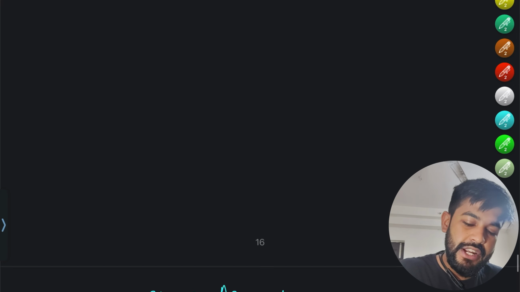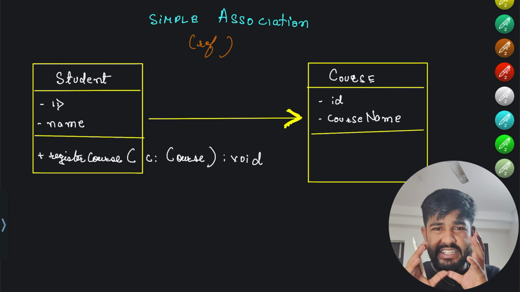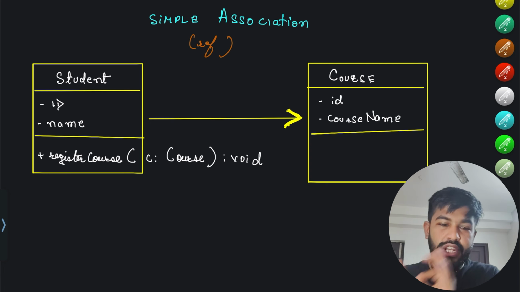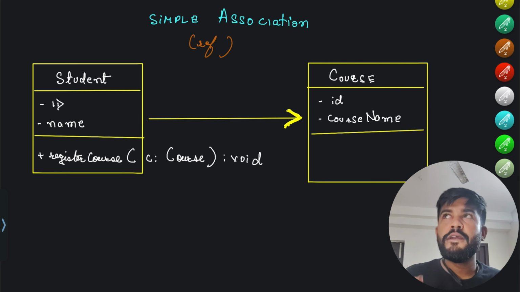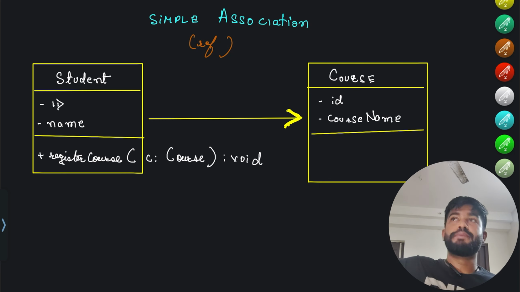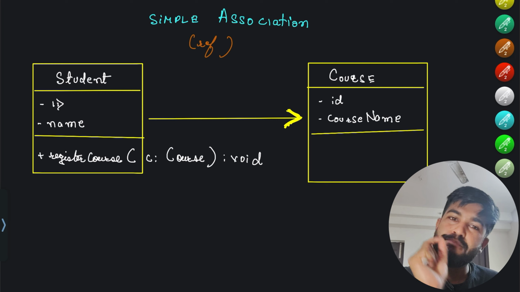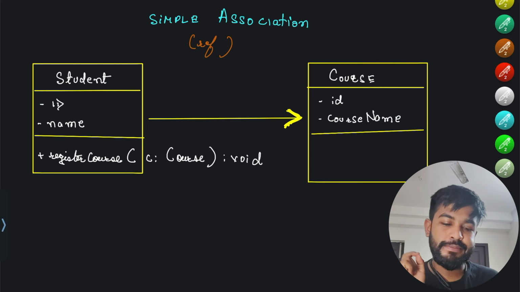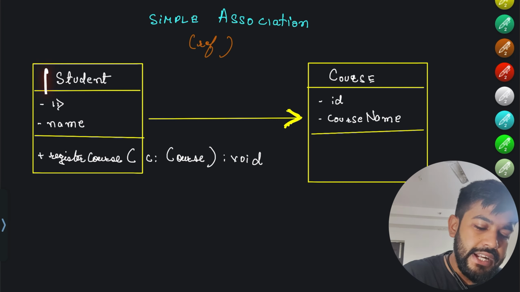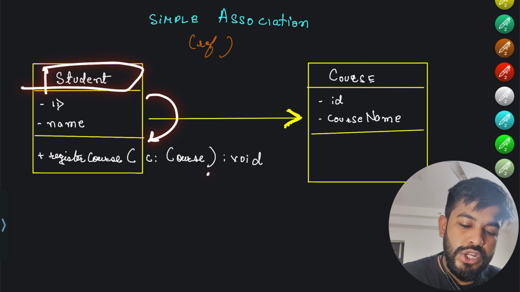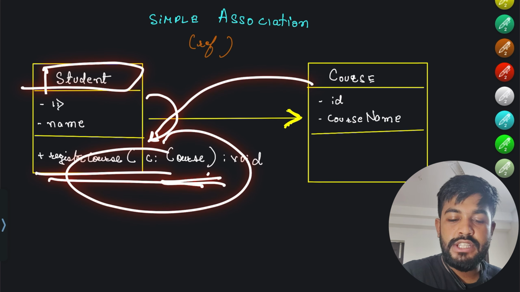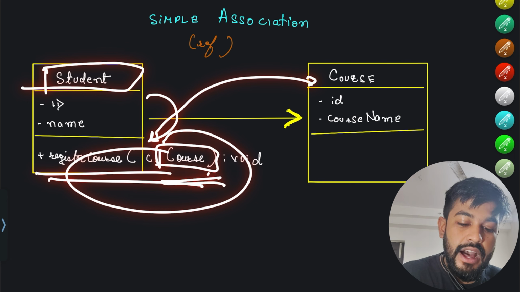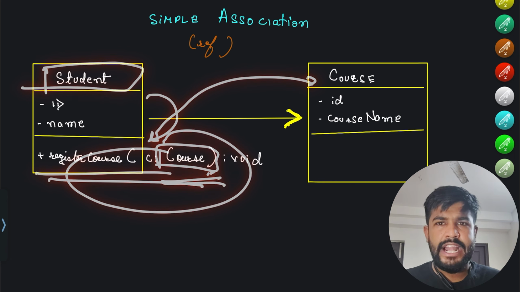Okay, so let us understand the very first form of object relationship, that is simple association. Simple association is nothing but "I know this person." This is what a simple association is. Just like a student has a reference to the course class if I want to register a course in it. So this is the course, and I have a reference to it. I just know that person.